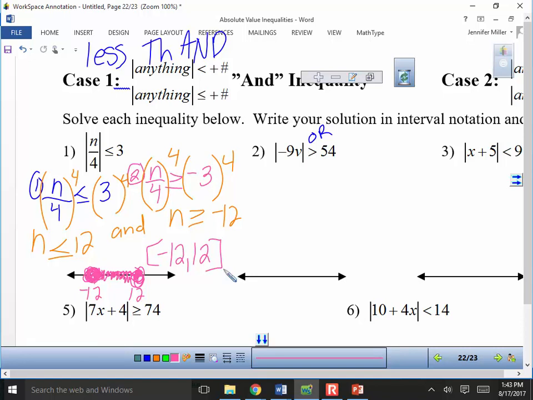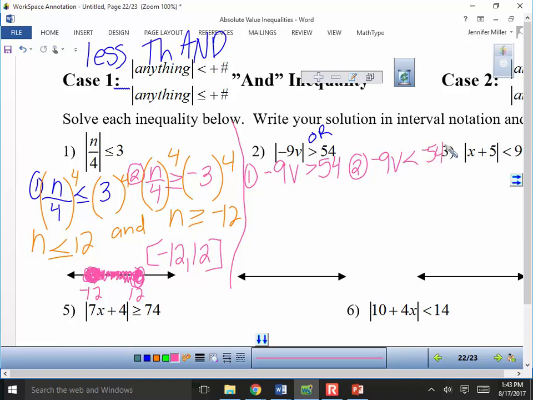Okay, example number 2, this is an OR inequality, right? So we want to first go ahead and break this up into two inequalities. What's the first one going to be? Negative 9v is greater than 54. And what about the second one? Negative 9v is what? Less than negative 54.